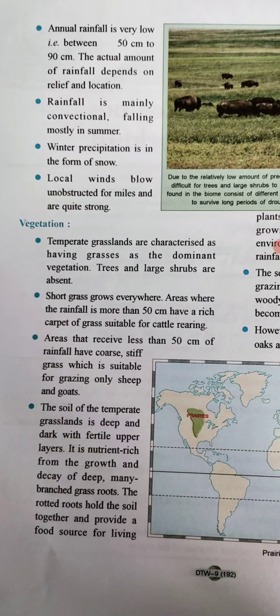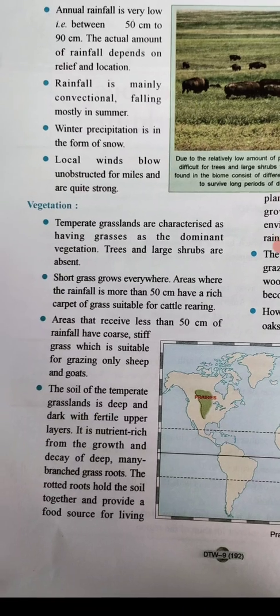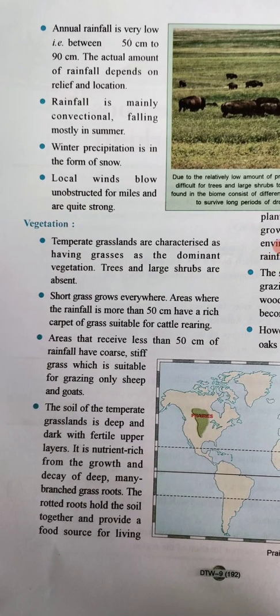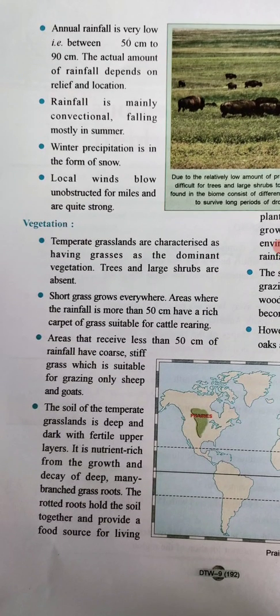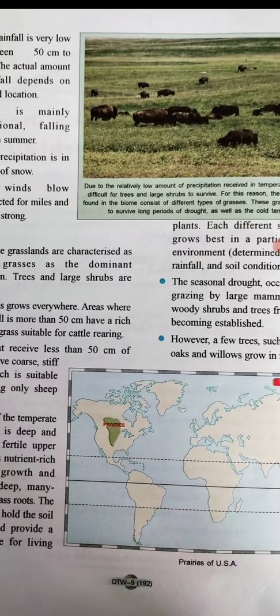Next, the soil of the temperate grassland is deep and dark with fertile upper layers. The soils are deep and dark, and these are fertile upper layers. It is nutrient rich from the growth and decay of grasses. Basically, these soils have humus that is composed of the dead and decaying roots of the grasses, which are very deep. And the rotted roots hold the soil together and provide a food source for living plants.